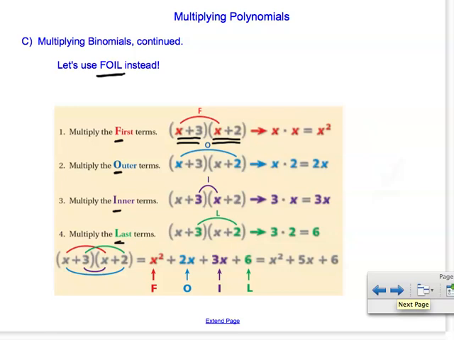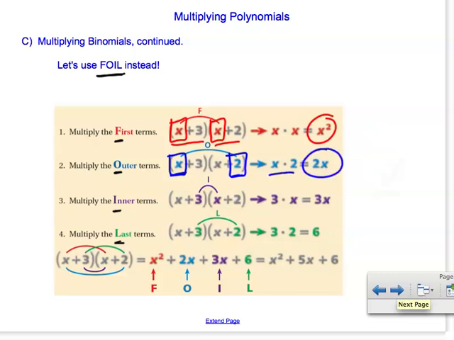I can do first the first terms. So the first parts of both of these. This is the first thing in this binomial, and this is the first thing in this binomial here. So x times x makes x squared. Then I would do the outers. X times 2. These are kind of on the outsides of what this problem looks like. So x times 2 is 2x.